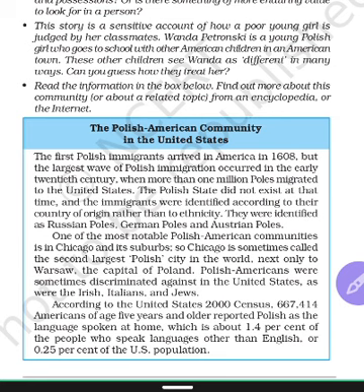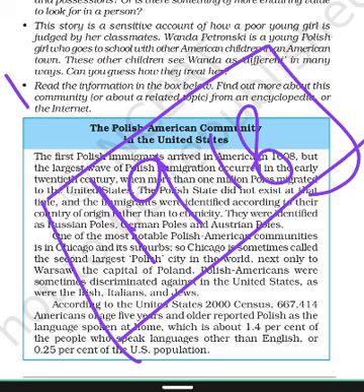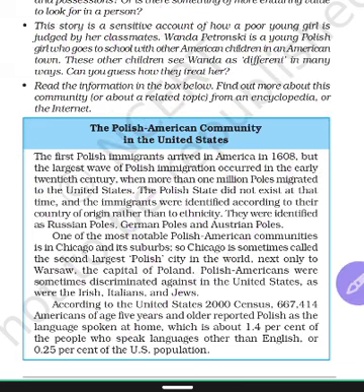The Polish state did not exist at that time, and the immigrants were identified according to their country of origin rather than their ethnicity. This means, as I have already told you, that Poland was formed as a country in 1918, and this lesson is written around 1910, the early 20th century. So what happened is they did not have their original country. The person who used to speak the Polish language did not have a proper country.